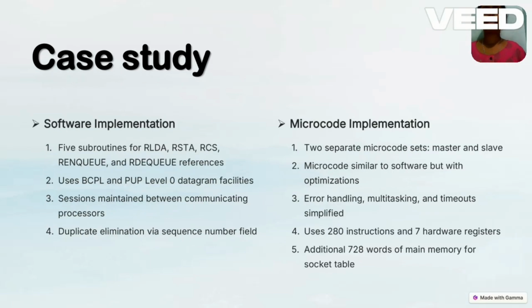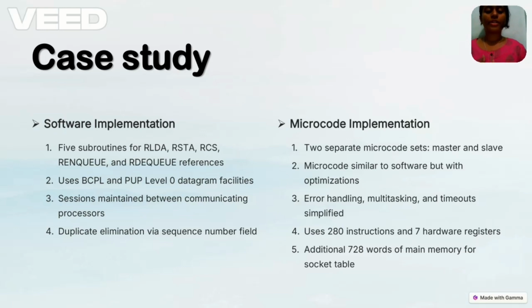Software implementation: five subroutines for RLDA, RSTA, RCS, RENQ, requeuing, and reading RDEQ references. It uses BCPL and PUP level 0 datagram facilities. Sessions are maintained between the communication processors. Duplicate elimination via the sequence number field.